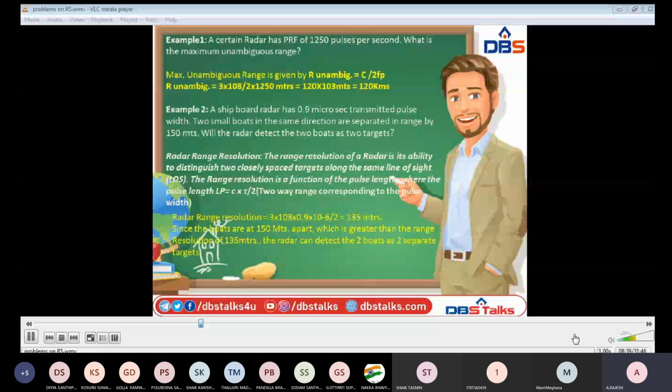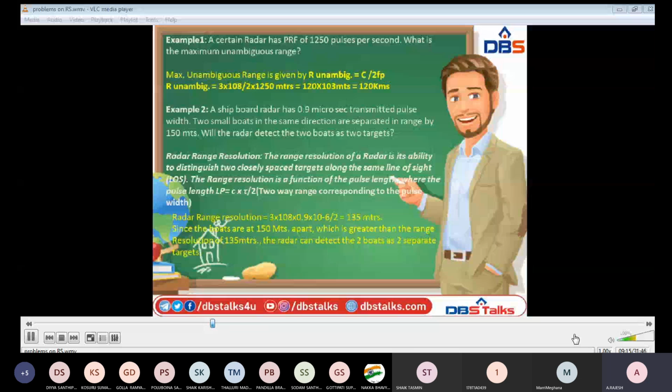Coming to the next example: a shipboard radar has 0.9 microsecond transmitted pulse width. So here they have given the pulse width. Two small boats in the same direction are separated in range by 150 meters. They have given the distance also. So will the radar detect the two boats as two targets?